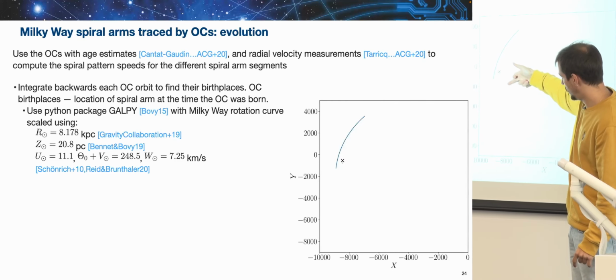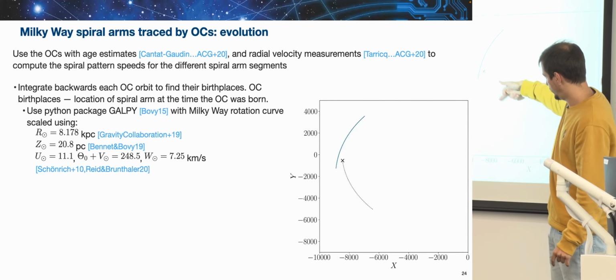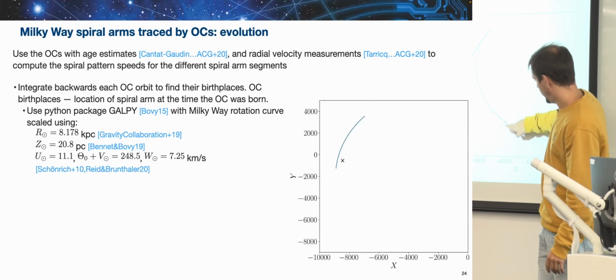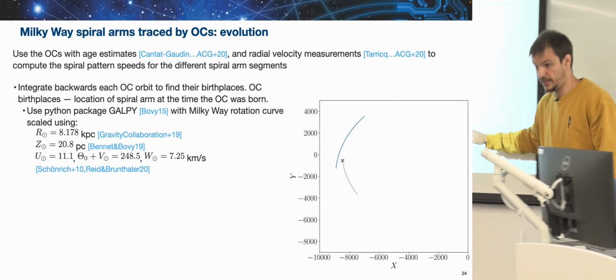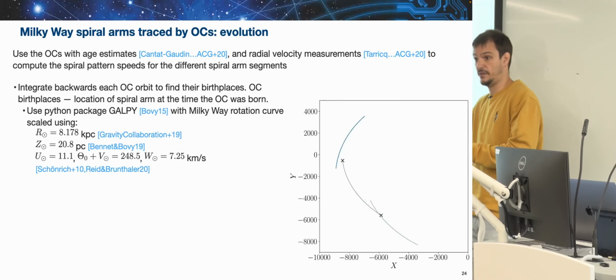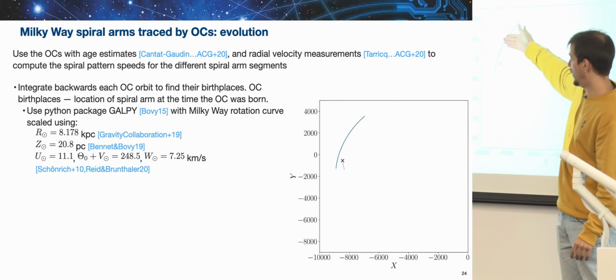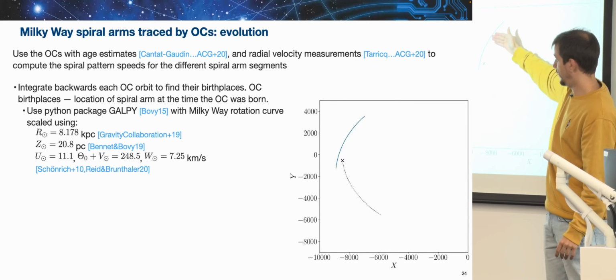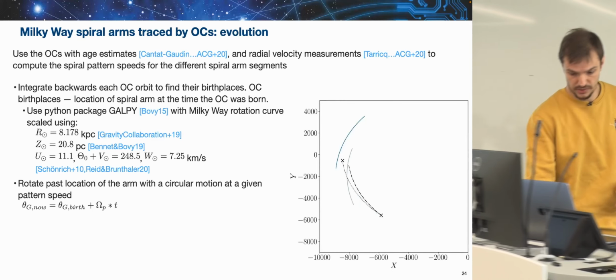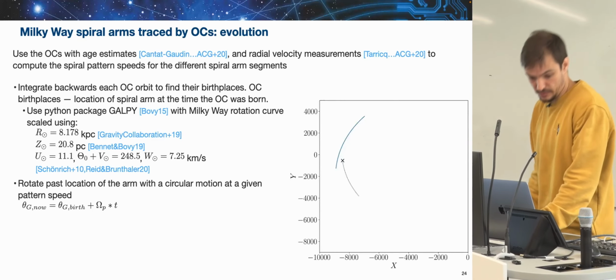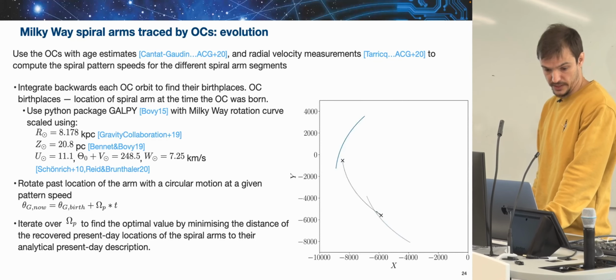We integrate backwards its orbit following a Milky Way potential. Then at this point, we don't consider this point to be a cluster anymore. We consider this point to be a location of the spiral arm when the cluster was born. And then we evolve the arm using an arm-like rotation, so circular rotation, with a certain pattern speed, which is what we want to guess.